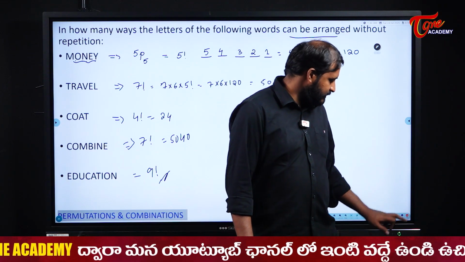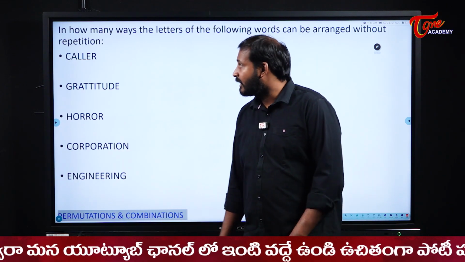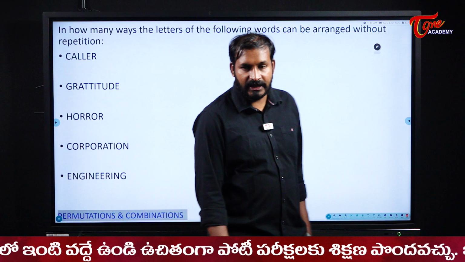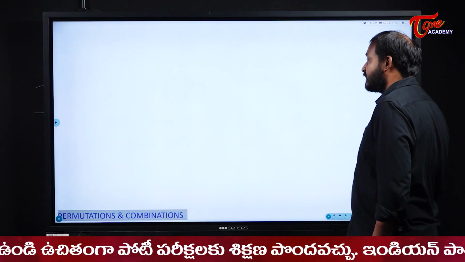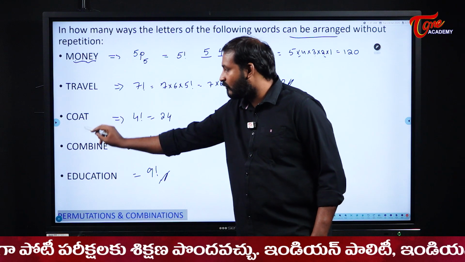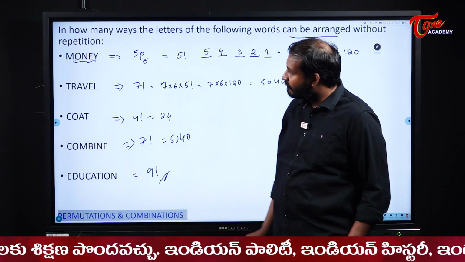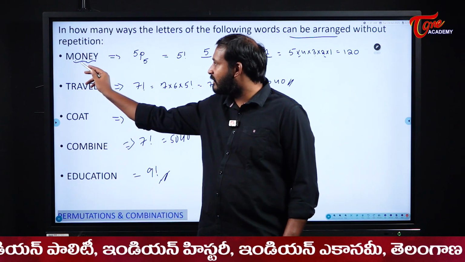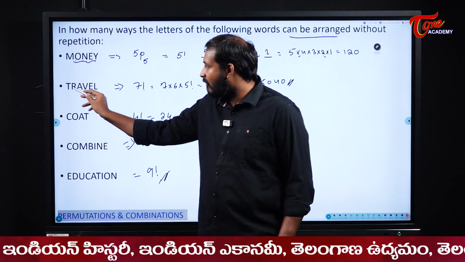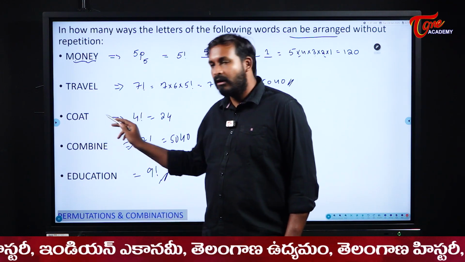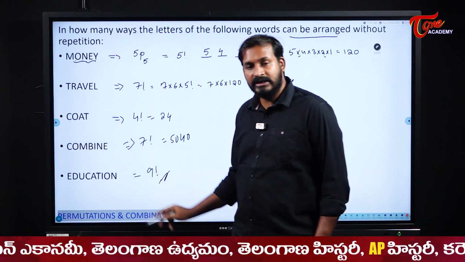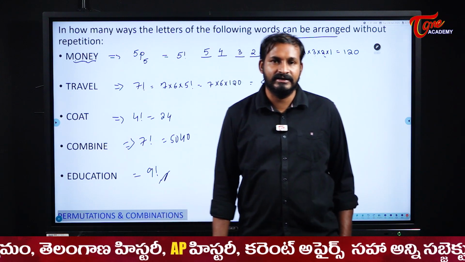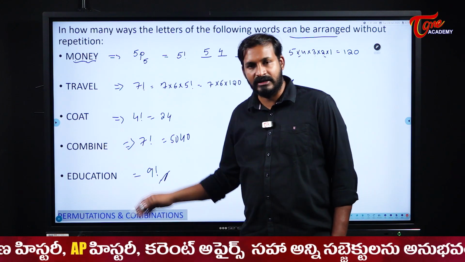Now, next set we will see slowly. Till now, in all the examples which we have seen, money, travel, court, combine and education, please tell me one thing that is common. Is any letter repeated in them? See here, in money, all the 5 letters are different. In travel, all the 6 letters are different. In court, all the 4 letters are different. In combine, all the 7 are different. And in education, all the 9 are different letters. So, easily we have solved that one.